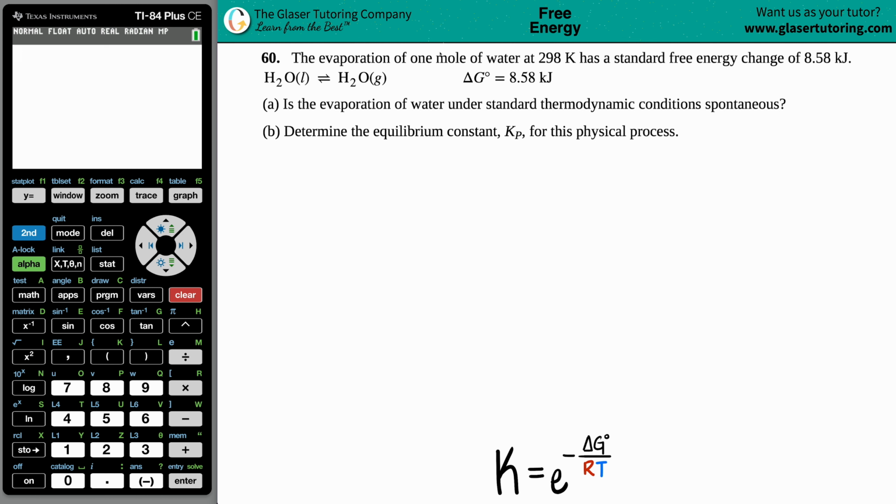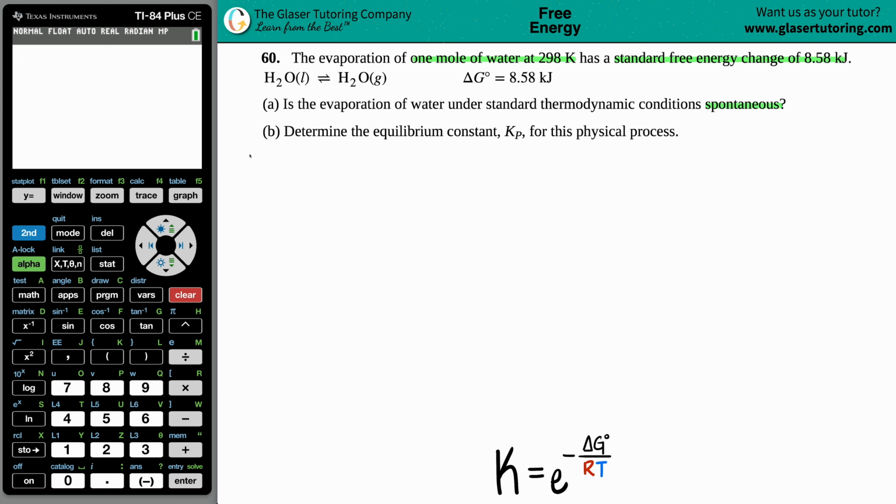1660. The evaporation of 1 mole of water at 298 Kelvin has a standard free energy change of 8.58 kilojoules. So that's represented here. We have H2O liquid coming to equilibrium with H2O gas, and the delta G is a positive 8.58 kilojoules. Now letter A. Is the evaporation of water under standard thermodynamic conditions spontaneous?